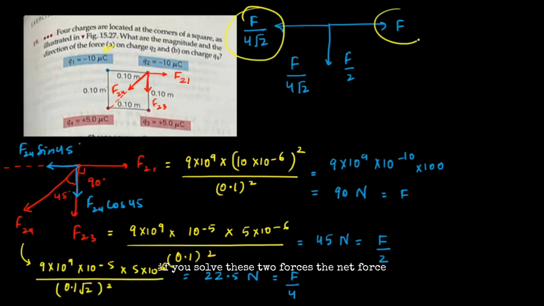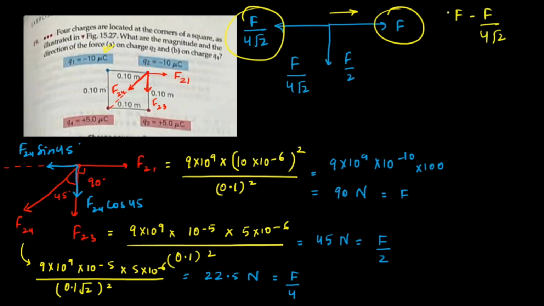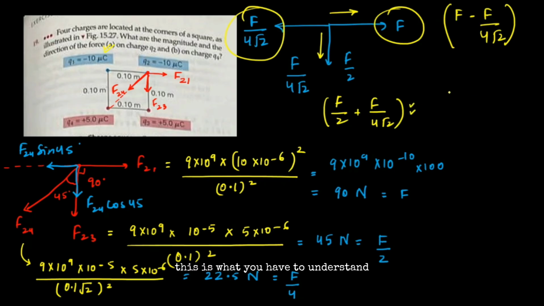So if you solve these two forces, the net force will be in this direction only. How can you find it? By simply subtracting these two forces. F minus F by 4 root 2 is the force which will act in the positive x-axis. And in the positive y-axis, the net force is going to be F by 2 plus F by 4 root 2. This is what you have to understand. Now, when you take out the resultant, the net force will act in this particular direction, and whatever this net force is, you will find by solving these two forces, like this one and this one.